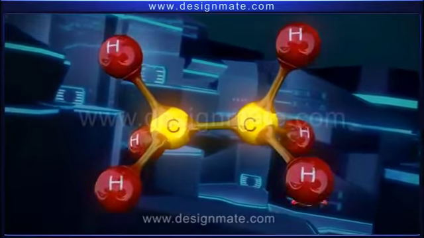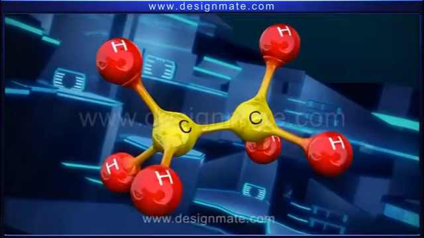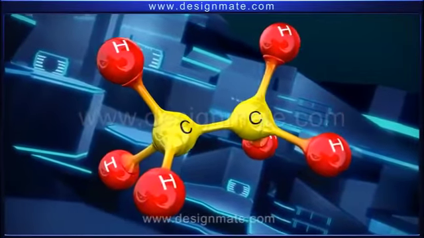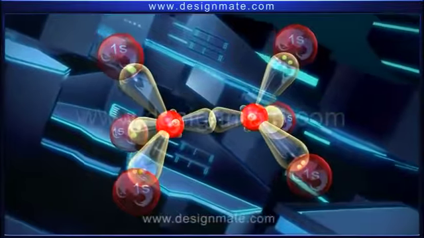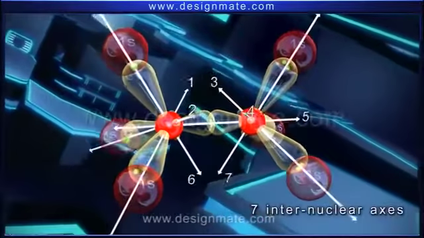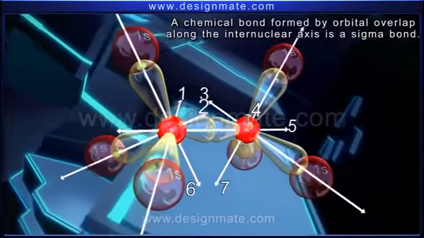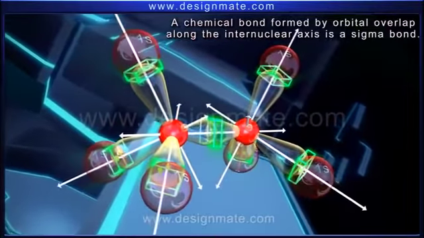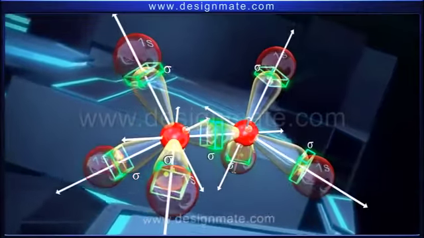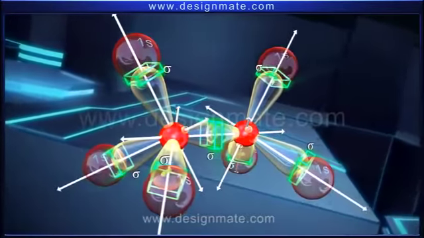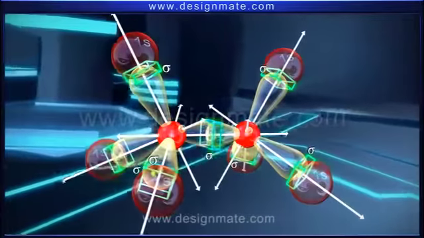There are 2 carbon atoms and 6 hydrogen atoms joined by single bonds in this molecule. The orbital picture of ethane looks like this. We can thus visualize 7 internuclear axes between them. A chemical bond formed by orbital overlap along the internuclear axis is a sigma bond. Thus, both the carbon atoms are surrounded by 3 carbon-hydrogen sigma bonds and 1 carbon-carbon sigma bond.